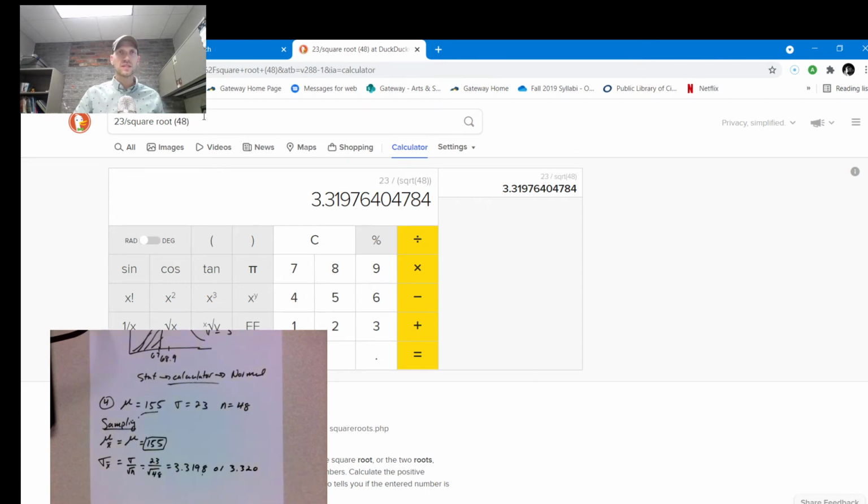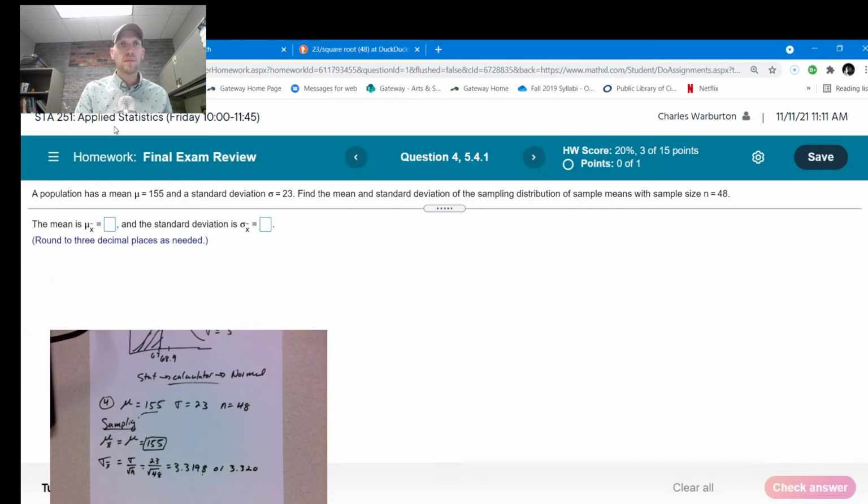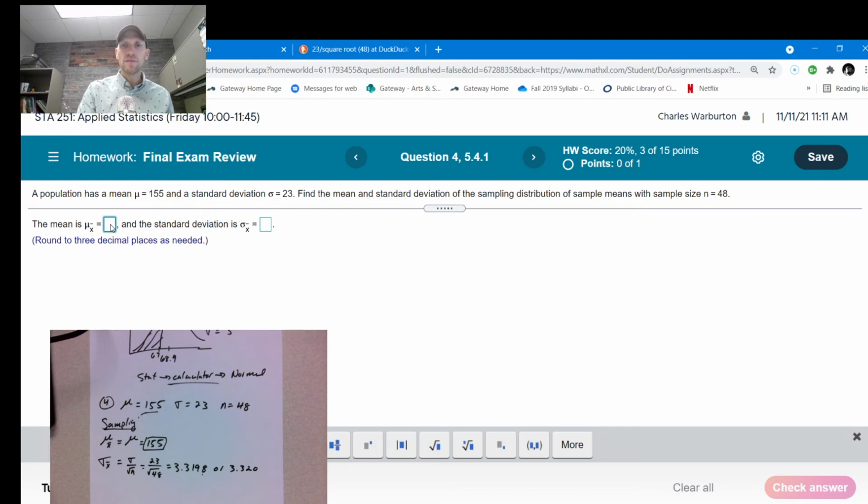All right, so let's get that in. The average, or the mean, for a sampling distribution, all possible samples, will have the same mean as the population mean. The standard deviation of a sampling distribution will be the same as the population standard deviation divided by the square root of n. All right, that looks like it's good to 3 decimal places.